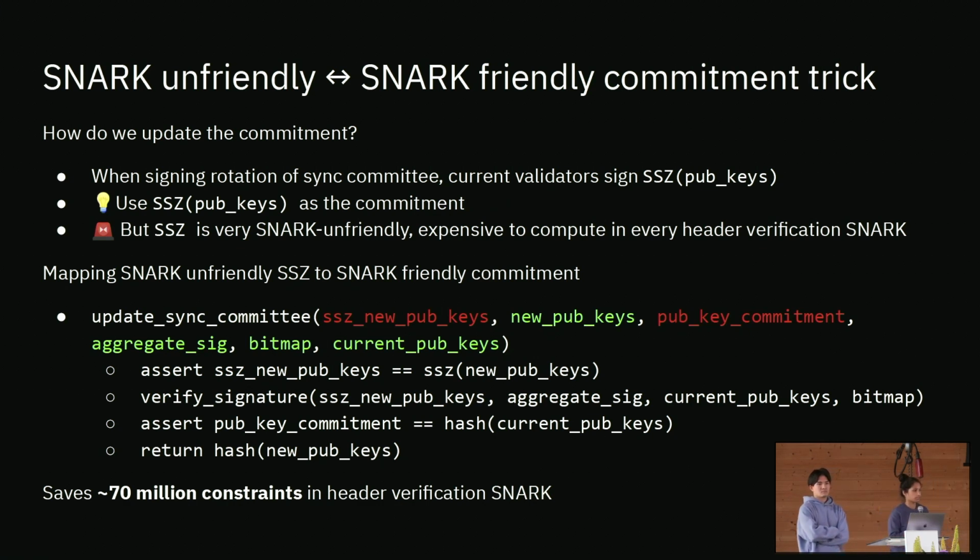So our idea was, when updating the sync committee, we would verify a proof that would take in the new public keys, assert inside the SNARK that it corresponds to the SSZ serialization, and then also compute the Poseidon commitment of the public keys, which is very SNARK friendly. And with that, we were able to map the SNARK unfriendly commitment to a SNARK friendly commitment, and what we store on chain is just the SNARK friendly commitment. And what this gets for us is it saves us 70 million constraints, which is quite a lot, in every header verification SNARK. So yeah, hopefully this trick can be useful in other contexts as well.